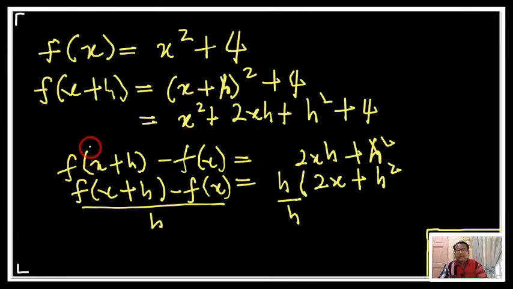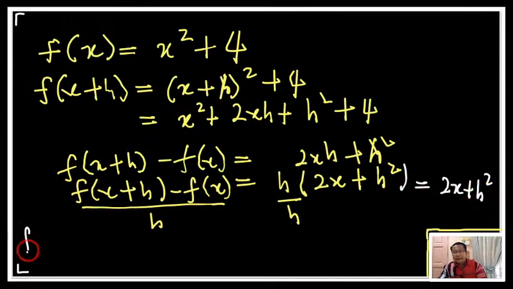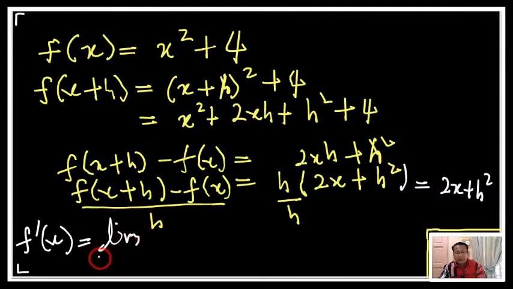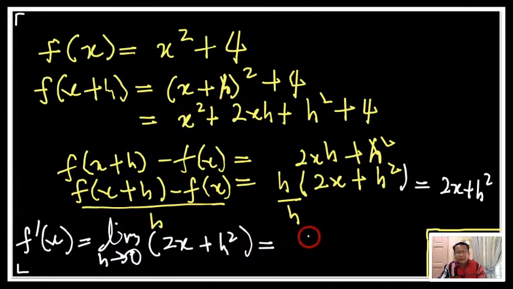Okay. So this one is equal to 2x plus h. So now f prime of x is equal to the limit as h approaches 0 of 2x plus h. So the answer is 2x. Differentiate this, the 2 goes to the front, 2 minus 1, you get 2x.